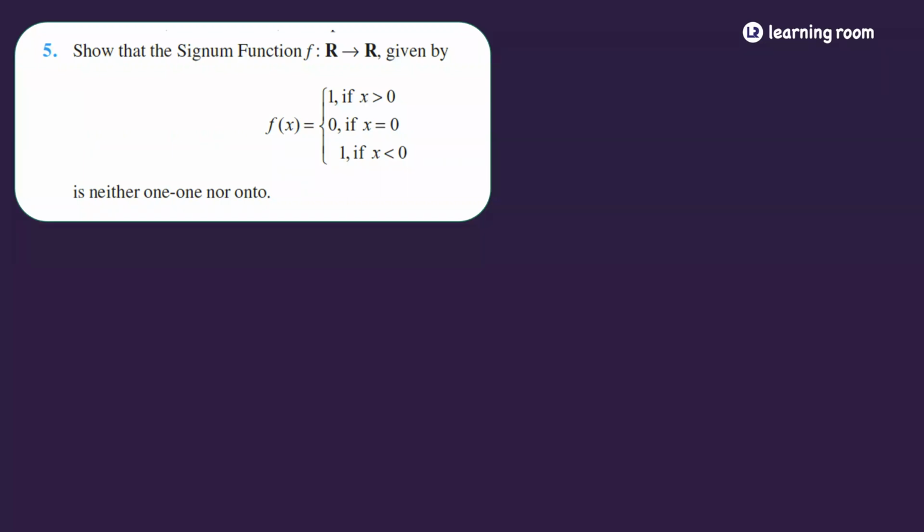Why? Because when you substitute any positive value of x, the answer is always going to be 1, right? When x is equal to 0, it is 0. When you substitute any negative value of x, the value is going to be 1. Actually, it should be minus 1. There's a mistake. So the graph for this will look like this.